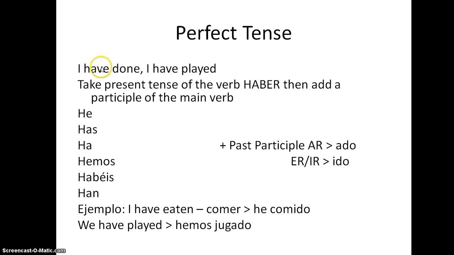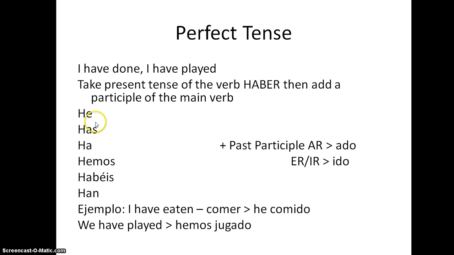We use I have as our auxiliary verb, and then we use a past participle afterwards, done or played. Lots of them end in ed in English, but lots of them don't, so you have to be careful with the ones in English. But in Spanish they're generally quite regular. So we take the present tense of the verb haber, and then we add a past participle of the main verb that we want after that.